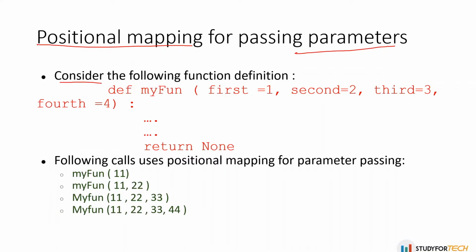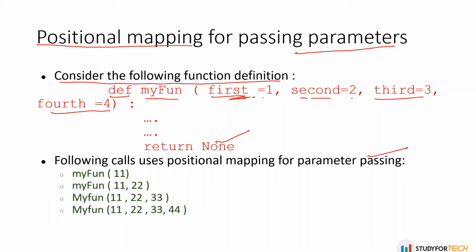Consider the following function definition. I have one function, my fun. The first parameter is first equal to 1, this is a default parameter. Second equal to 2, third equal to 3, and fourth equal to 4. And then I am returning nothing, None. Now the following calls use positional mapping for parameter passing.